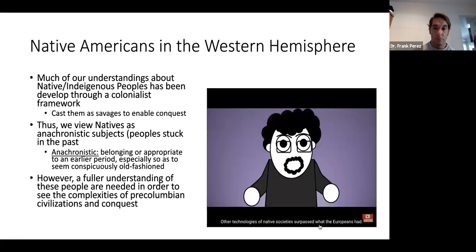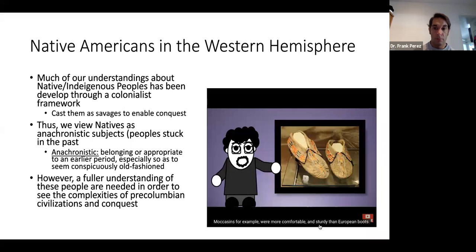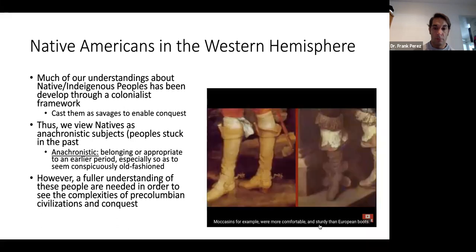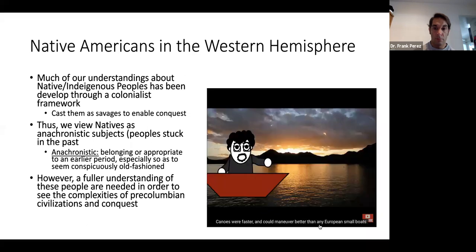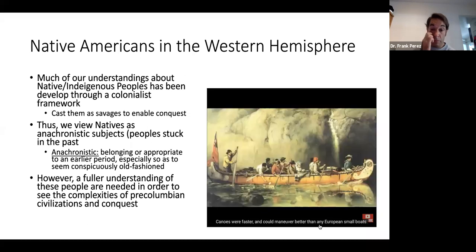Other technologies of native societies surpassed what Europeans had. Moccasins, for example, were more comfortable and sturdy than European boots. Everyone wanted them because the padding made them move silently, which helped in hunting and in war. Canoes were faster and could maneuver better than any European small boats.